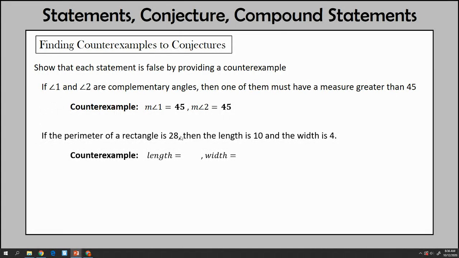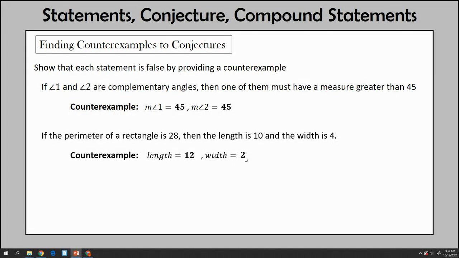If the perimeter of a rectangle is 28, so when we add up its four sides, and remember in a rectangle, opposite sides are the same length, right? So if the perimeter of the rectangle is 28, then the length has to be 10 and the width has to be 4. So 10 plus 10 is 20, 4 plus 4 is 8. This adds up to 28. Yeah, that's true. But does it have to be this one? Well, come up with a counterexample.